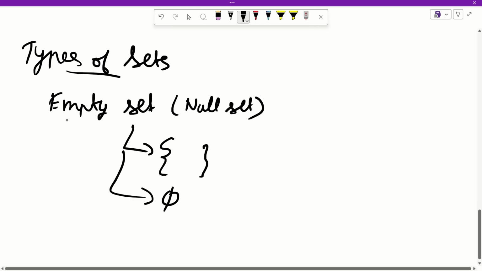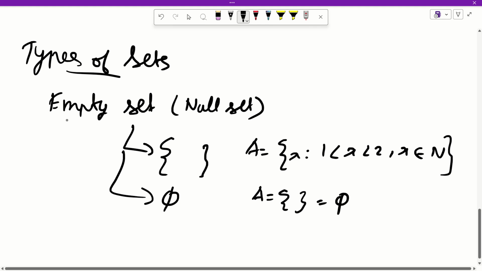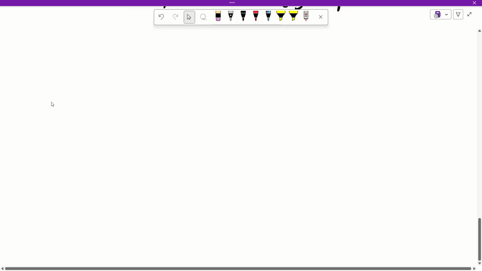Fine. Okay. For example, A is equal to the set of x such that 1 is less than x is less than 2, where x belongs to natural numbers. Here, this A is a null set or empty set, because is there any natural number that exists between 1 and 2? No, right? So A is a null set or an empty set. Okay. The next sets we're going to learn are finite and infinite sets.